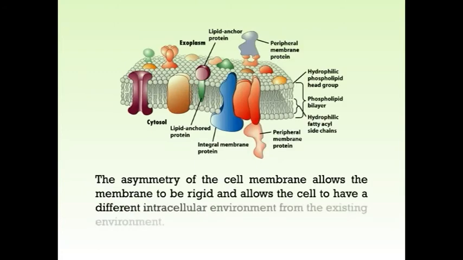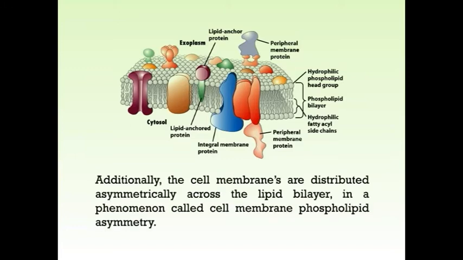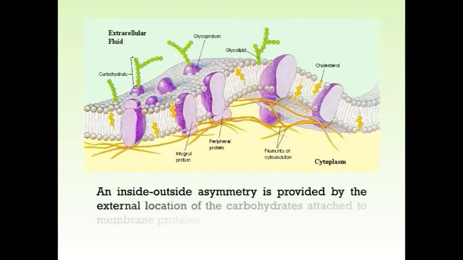The asymmetry of the cell membrane allows the cells to have a different intracellular environment from the existing environment. Additionally, the cell membrane components are distributed asymmetrically across the lipid bilayer in a phenomenon called cell membrane phospholipid asymmetry. An inside-outside asymmetry is provided by the external location of the carbohydrates attached to the membrane protein.